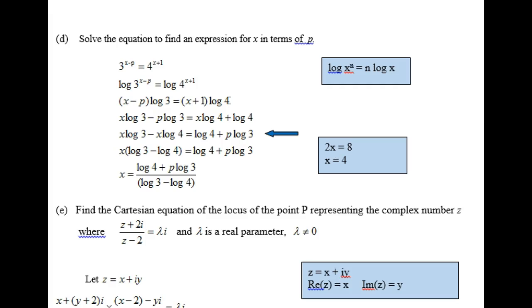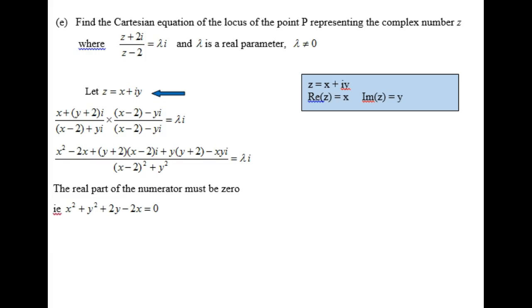And now with those two on the left, x is a common factor which I can factorise out. And so I can take x out as a common factor and then divide by that common factor, the bracket, and I get my expression that I need. It's just like dealing with 2x equals 8, divide by 2. So x times bracket equals, divide by the bracket.